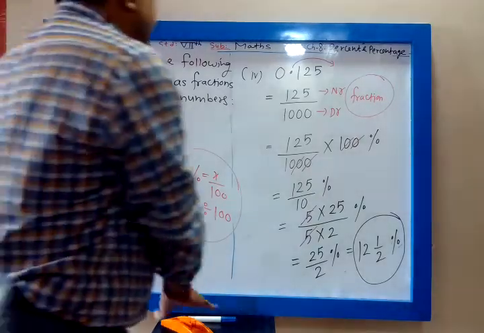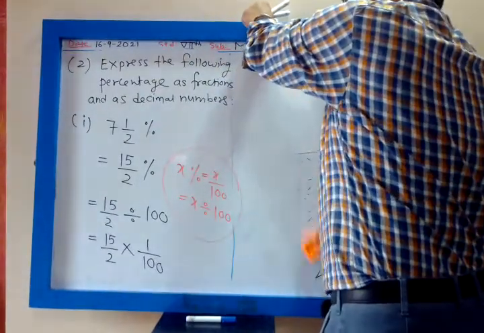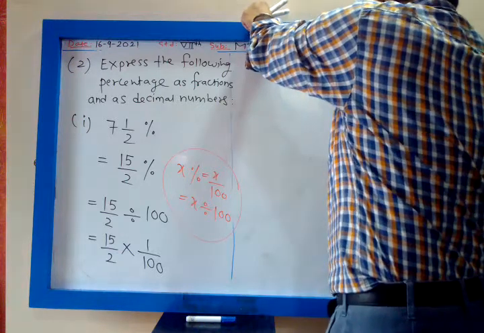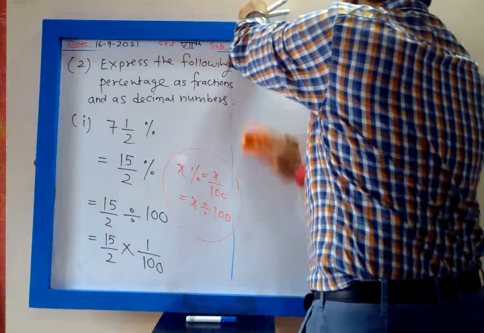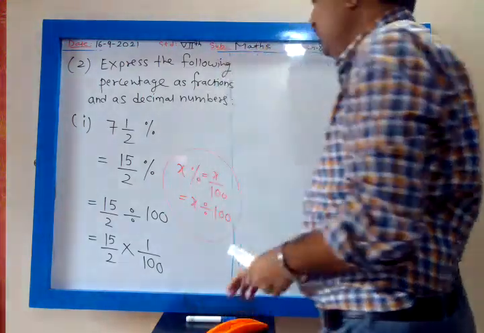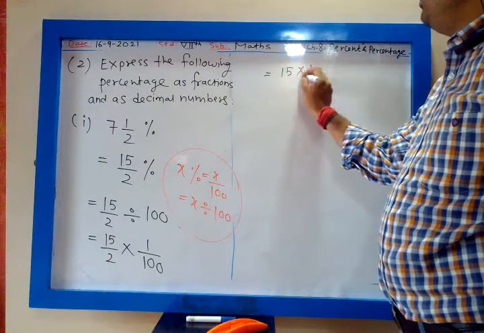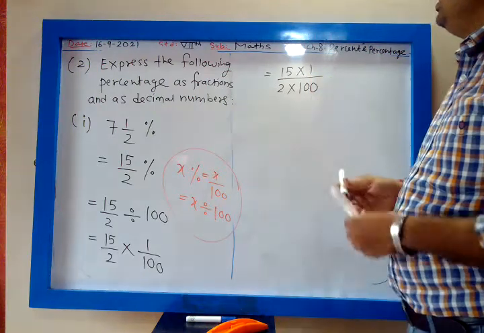We convert division into multiplication. We take reciprocal of the second. Now 15 upon 2 is a fraction. 1 upon 100 is a fraction. How do we multiply two fractions? Multiply numerator to numerator, denominator to denominator. So that will be 15 into 1 upon 2 into 100. Okay. Now you can cancel.